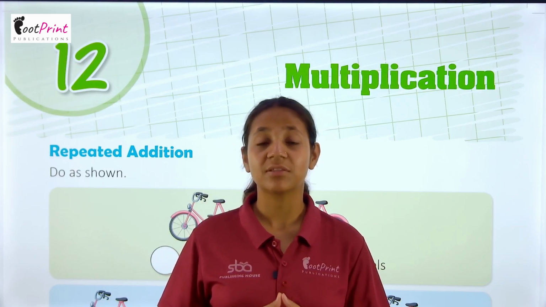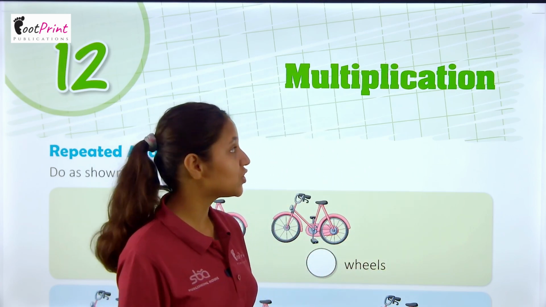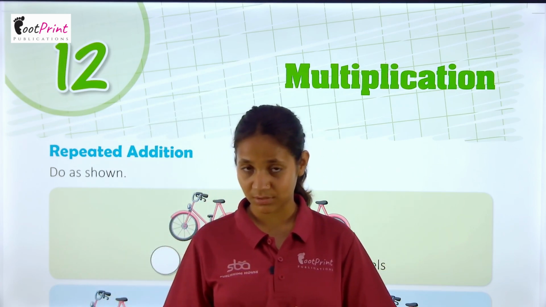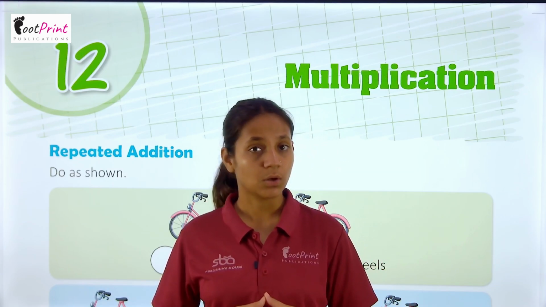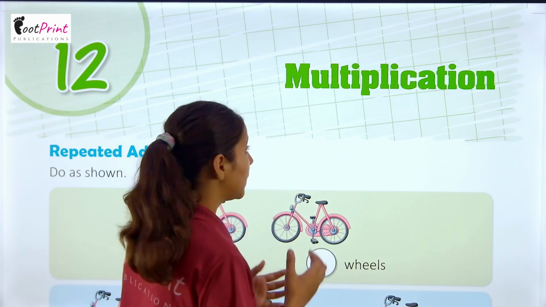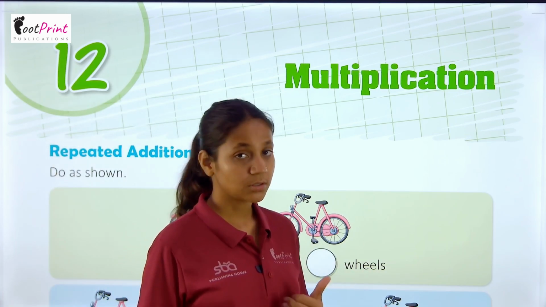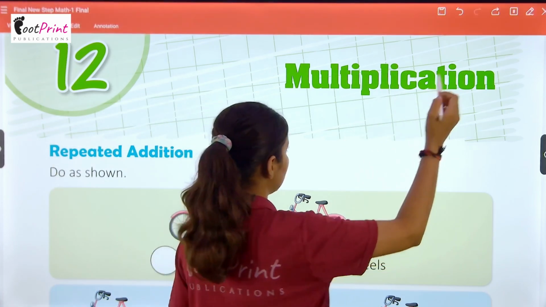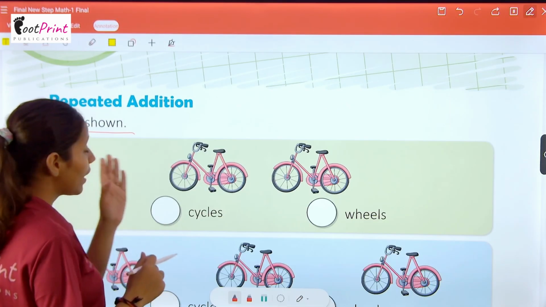And today with me, we will start our chapter number 12, and the name of our chapter is multiplication. Multiplication means to multiply things. Multiplication also means repeated addition, so we are going to do the same in this chapter. Repeated addition. Do as shown.